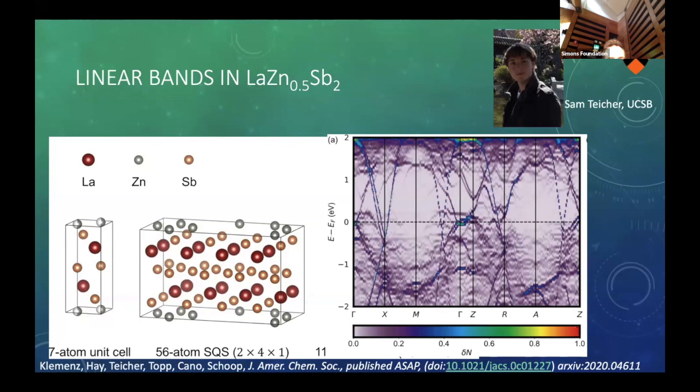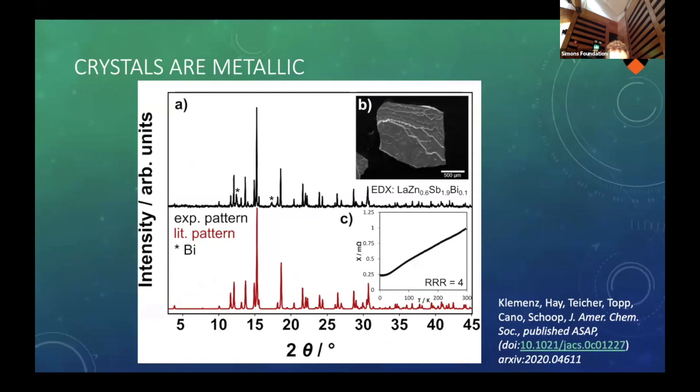I actually gave this talk also at Aspen in January, and someone from the audience pointed out that they made similar materials in the vacancy ordered form, and it was an insulator. So we quickly grew crystals to make sure it's not an insulator, and in our case, we find metallic resistivity for this material. So we are confident in this prediction.